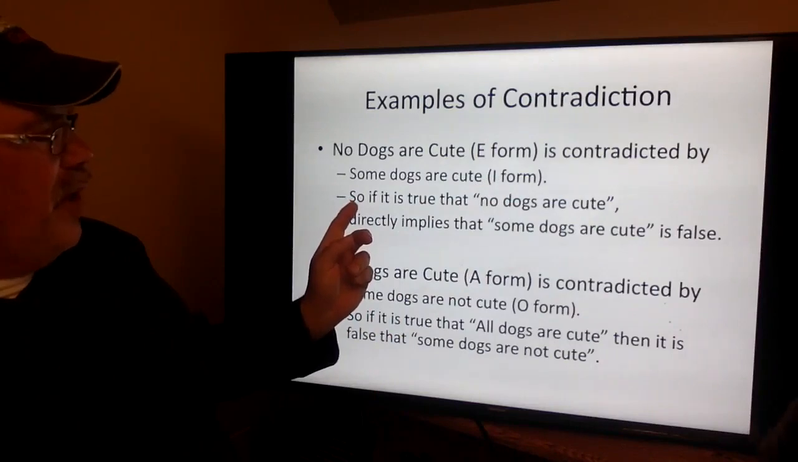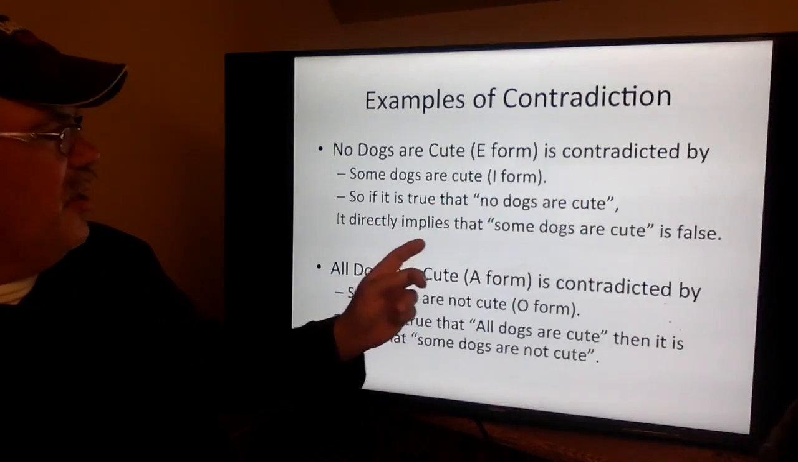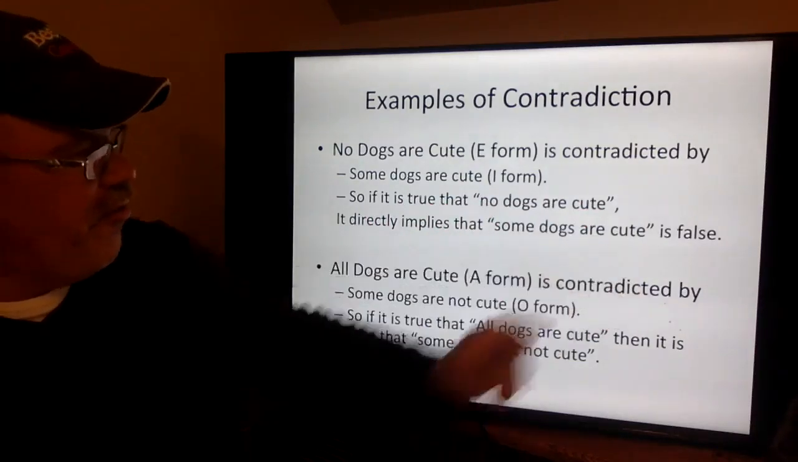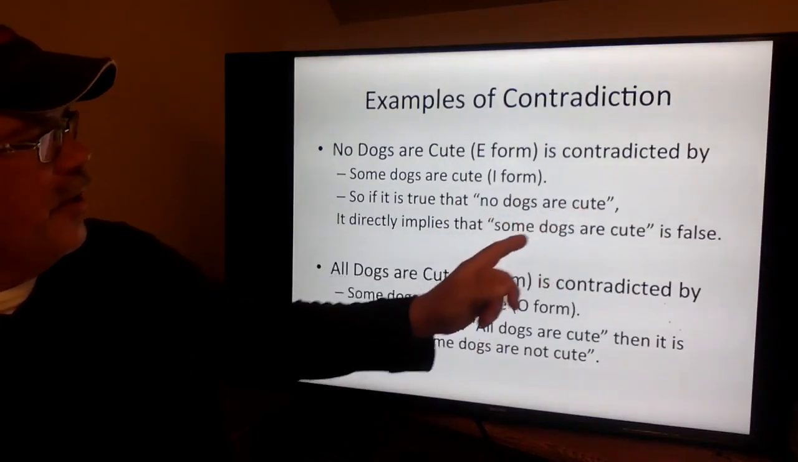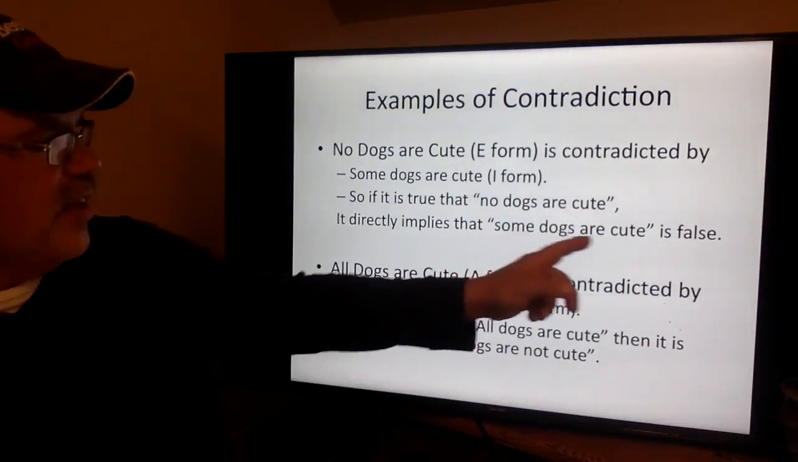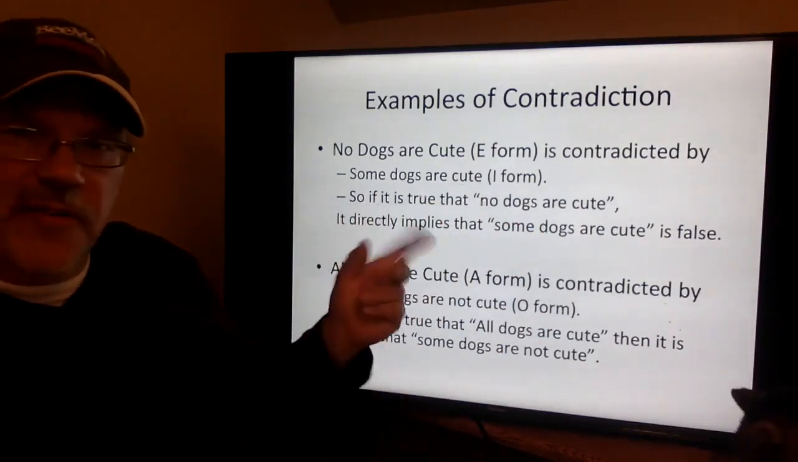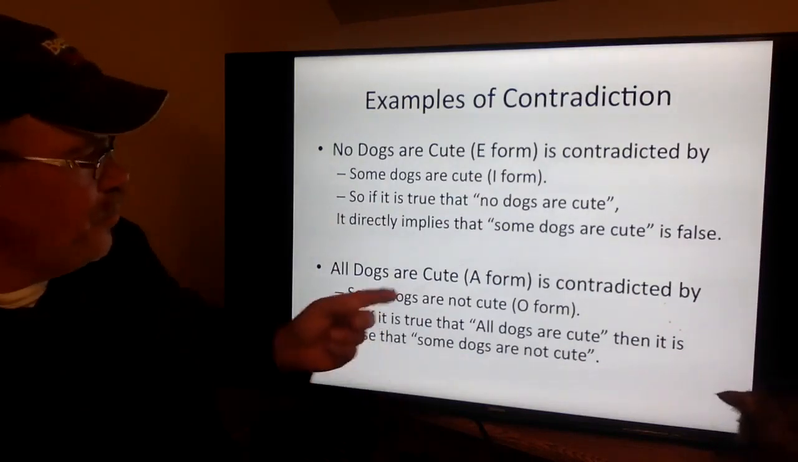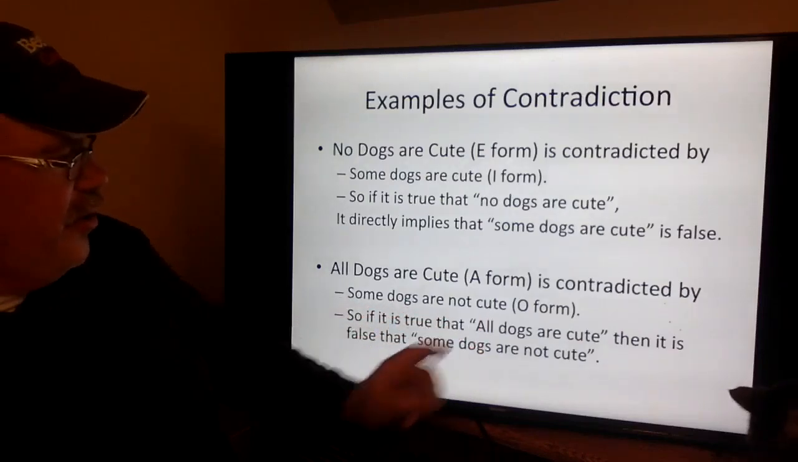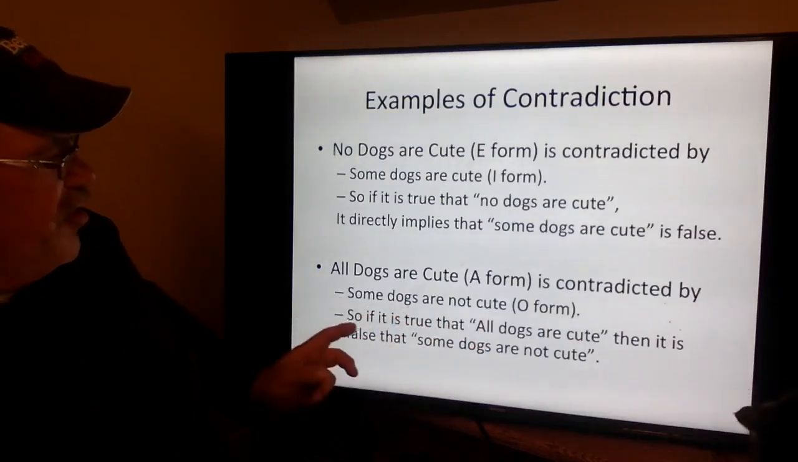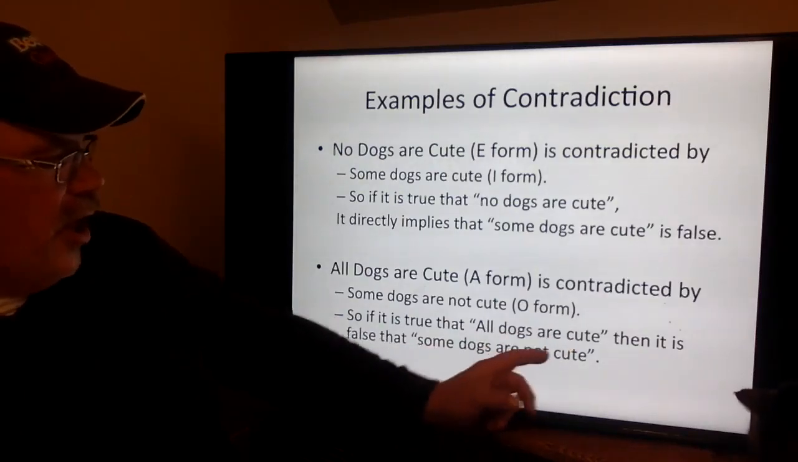And if you think about it, if it's true that no dogs are cute, it would have to be the case that "some dogs are cute" is a false statement, right? If this says there isn't even a single dog that is cute, and this says there is at least one dog that is cute, those two statements can never both be true at the same time, and they can never be false at the same time. "All dogs are cute" is contradicted by "some dogs are not cute." So if it's true that all dogs are cute, then it must be false that some dogs are not cute.